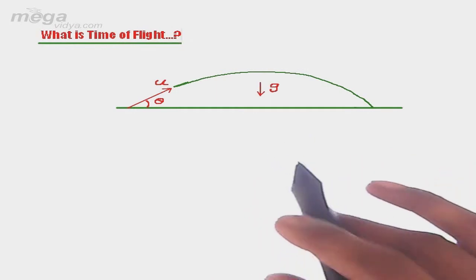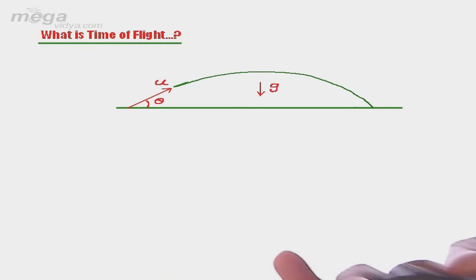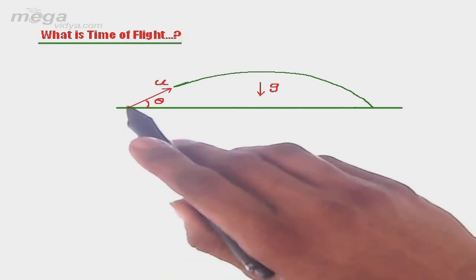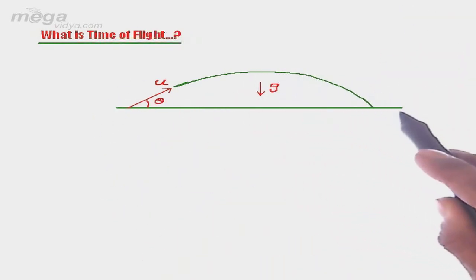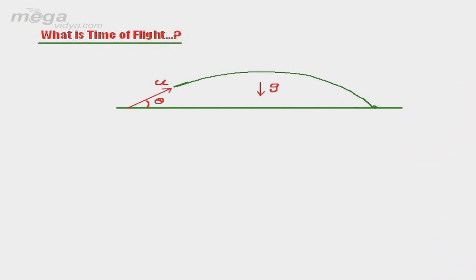Now for the said situation, we can say that the object which has been thrown from the ground remains in the air along its path up to the time when it again hits the ground. So time of flight basically means the time taken by the projectile while it is flying in air or in space. So what we have to do is find the value of time of flight.